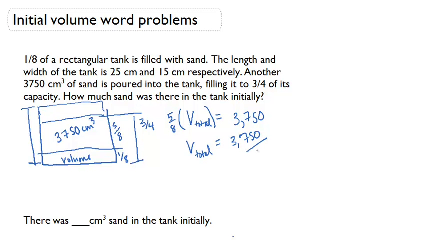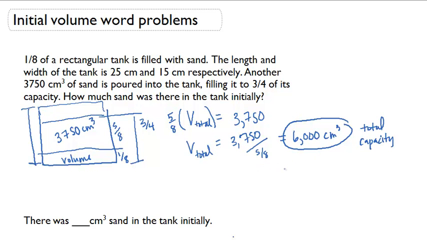So to solve this, I can do the total volume equals 3,750 divided by 5/8. And if I do that, I get 6,000. That means that the total volume of the container is 6,000 cubic centimeters. This is the total capacity.